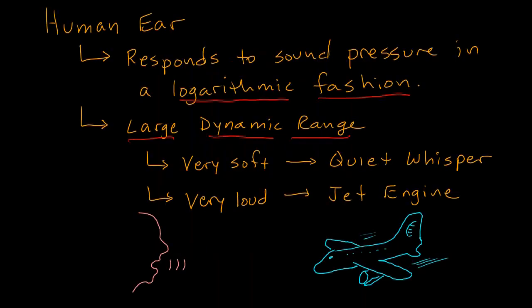To kick off that exploration, we'll talk about the human ear, in particular human hearing. The ear responds to sound pressure in a logarithmic fashion. And because it does this, we have a large dynamic range in our hearing capacity. What that means is we can discern very soft or very quiet sounds that have very low sound pressure, and we can also discern very loud sounds that may have a sound pressure on the order of 1 or 10 million times larger than a quiet sound.